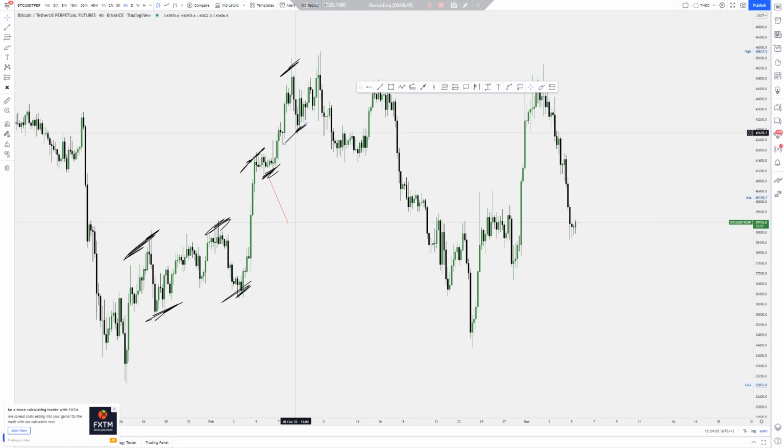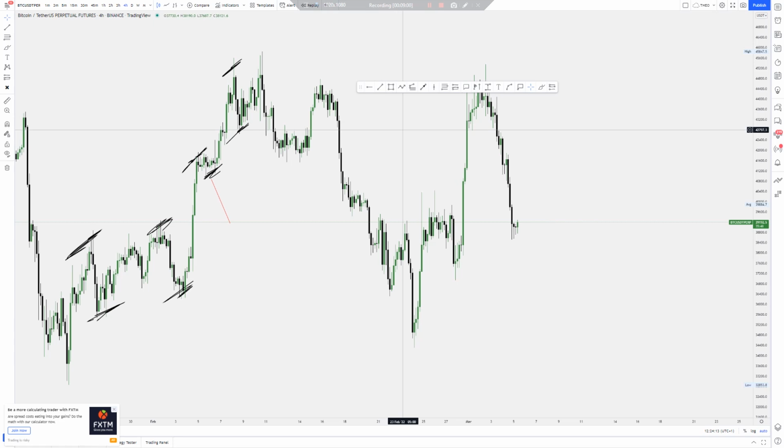Okay, so let's talk about this scenario right here. This is a sideways market. Right here, you can see how price was moving from point A to point B, point A to point B. Now, supply and demand are in balance. That is why price is moving from point A to point B, point A to point B. And you can see immediately once price broke out, it means supply and demand are not in balance anymore.